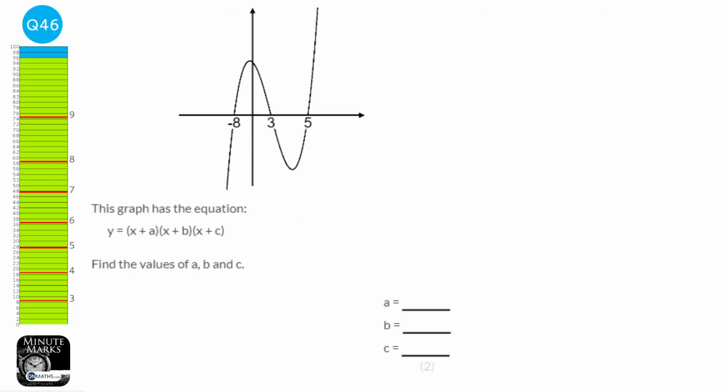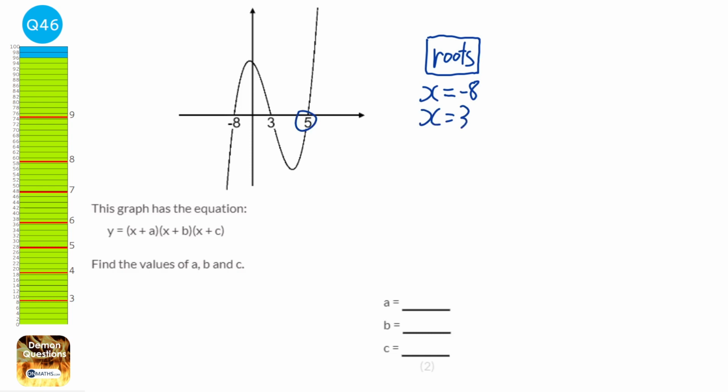So the first thing to do is we want to find the roots from the sketch that we've got, and the roots are just where the graph crosses the x-axis. So we can see it crosses it here at -8, crosses it here at 3, crosses it here at 5.